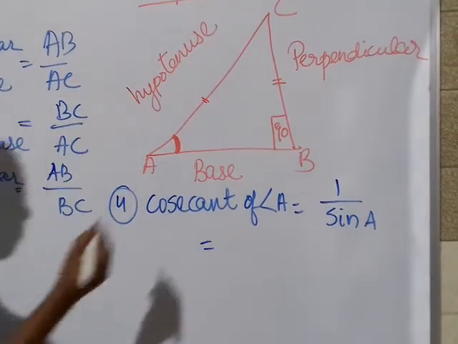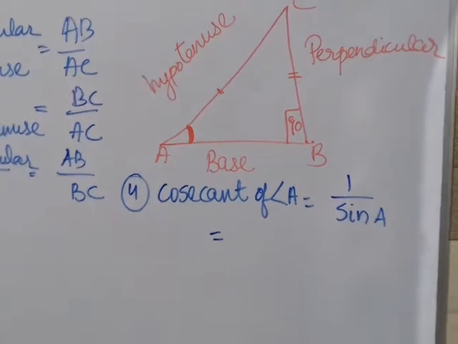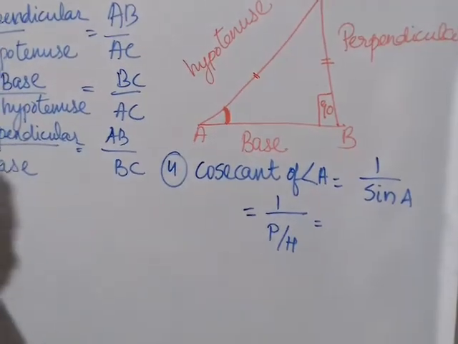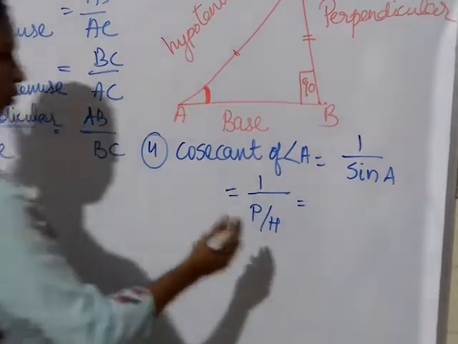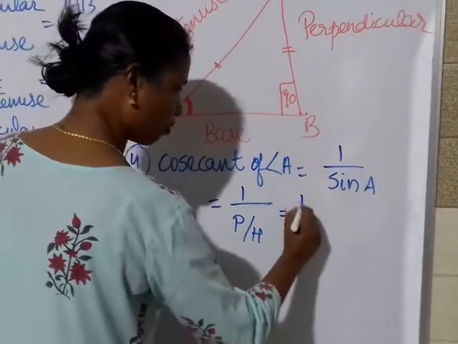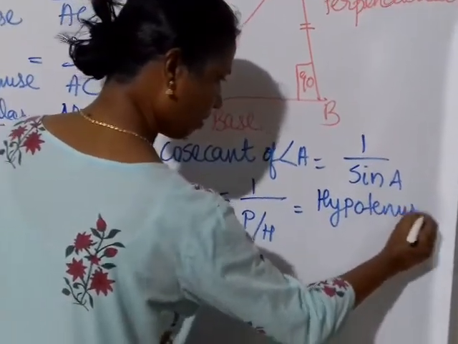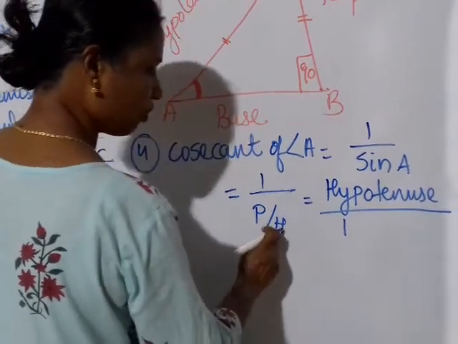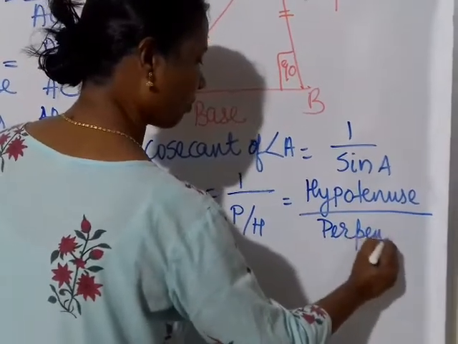What is sine? Formula. Sine is P by H. So 1 by P by H. What is P means? Perpendicular. And H means hypotenuse. So the formula is just opposite to it. Hypotenuse divided by P, that is hypotenuse divided by perpendicular.